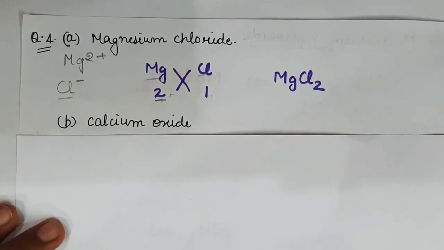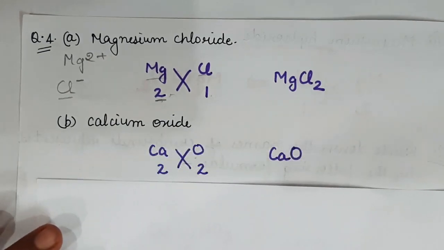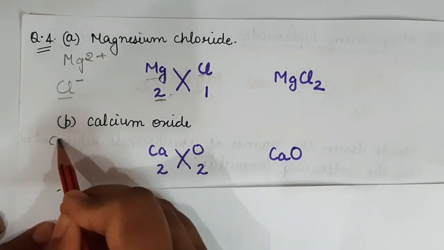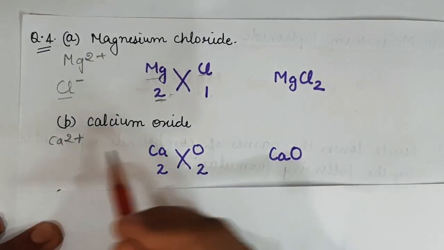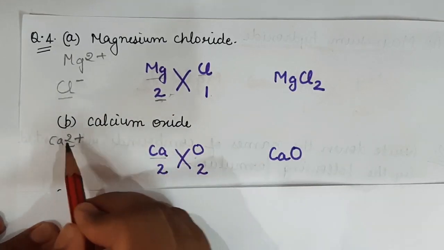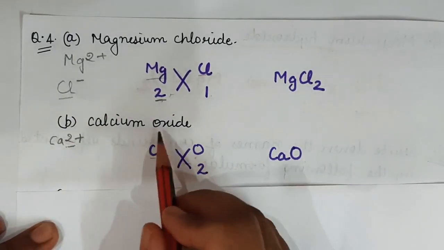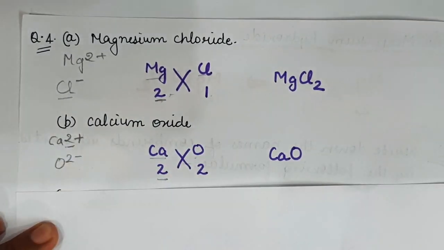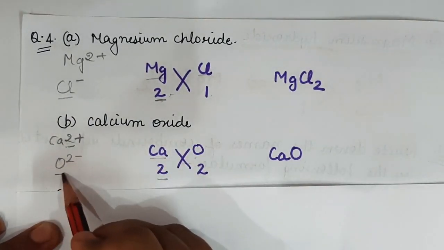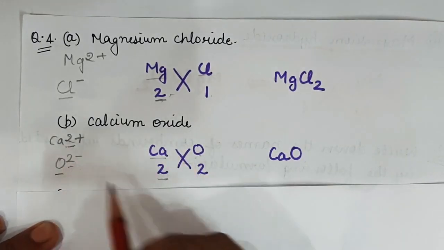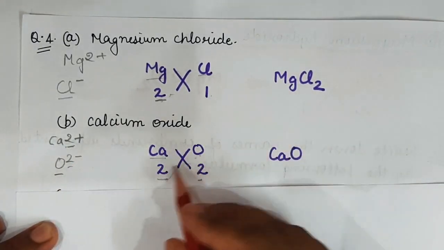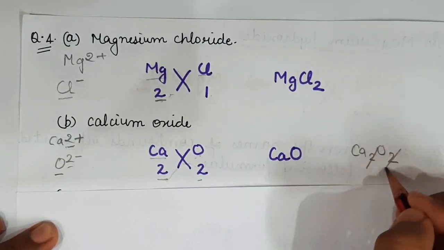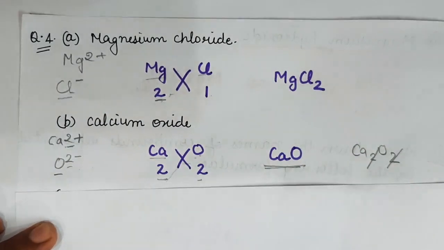B part was calcium oxide. Calcium, what is the formula? Ca2 positive. So Ca is a symbol, valency is also 2. Oxide, what is the formula of oxide? O2 negative. Okay, so symbol is O, valency is 2. So cross multiply, you will get Ca2O2. So 2 cancel with 2, you will get CaO.